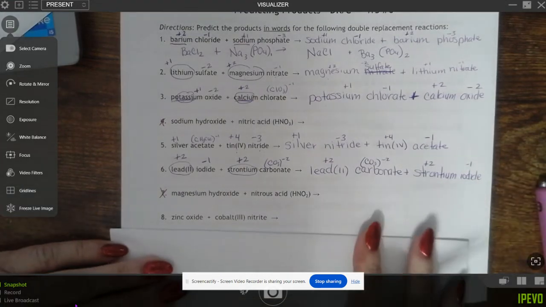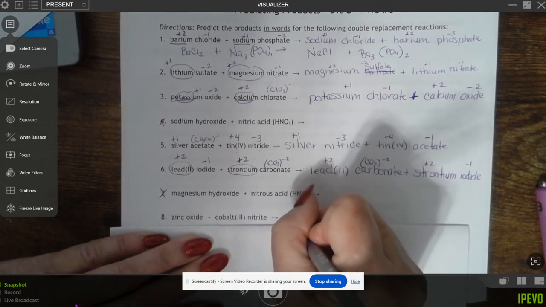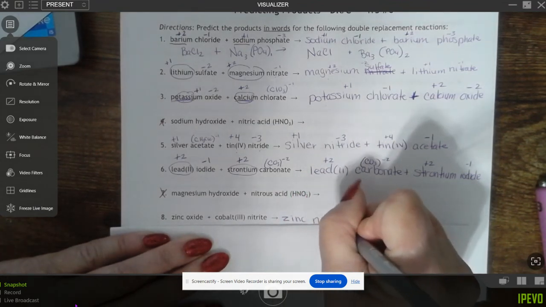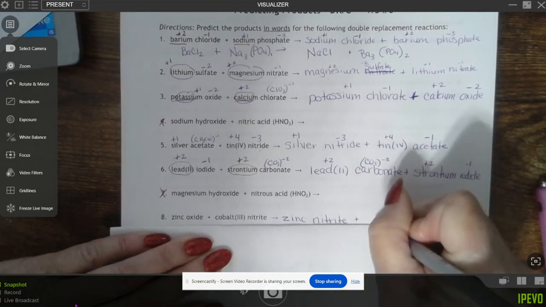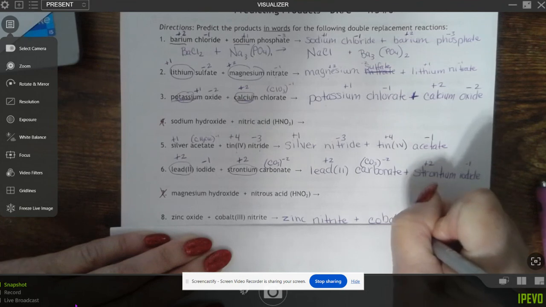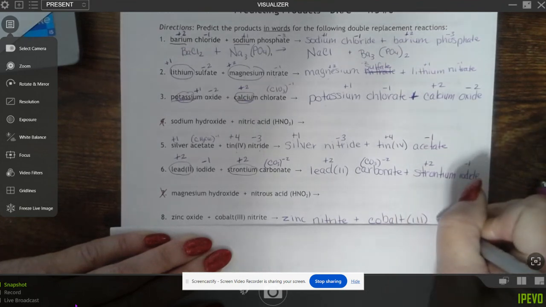So number 8, we have zinc oxide. So I'm going to switch this. I'm going to say I've got zinc nitrite, plus cobalt 3 oxide.